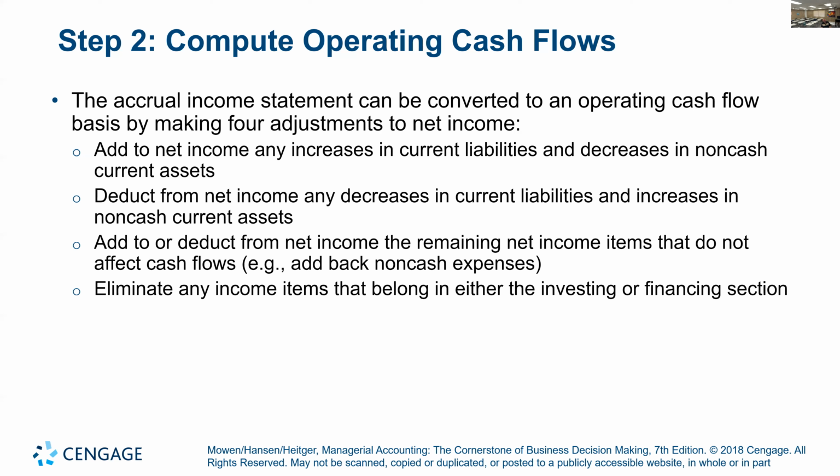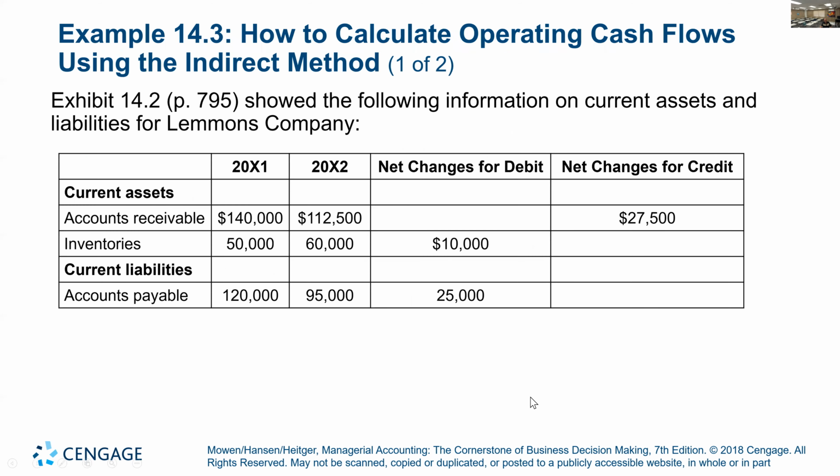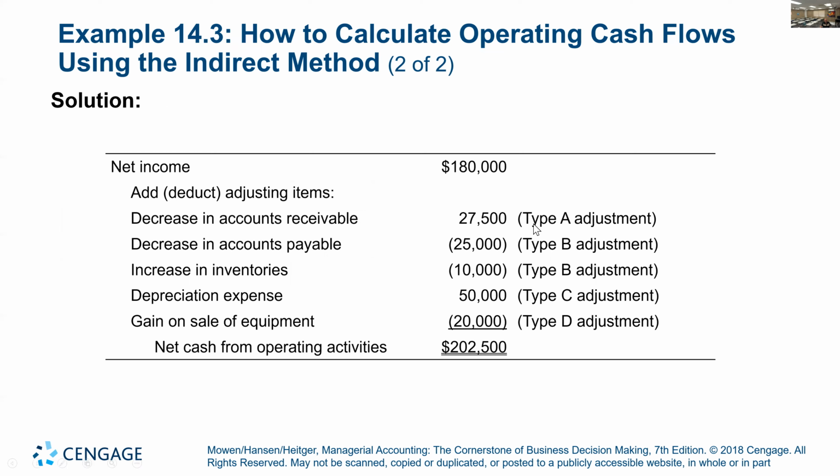So if it's a gain, we need to subtract it. If it is a loss, we need to add it back. Okay, so those are our 4 steps in computing operating cash flows. So here's our example. How to compute it here, we start with our net income, okay? Our accounts receivable. As you can see, it went down by 27,500. Since it went down, we need to add it to our cash flows, okay?